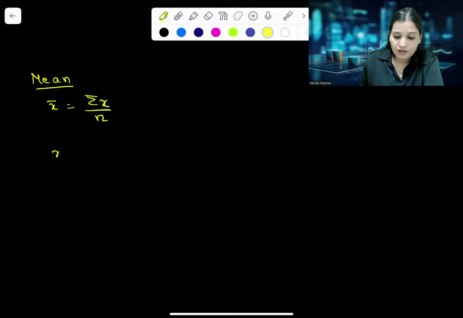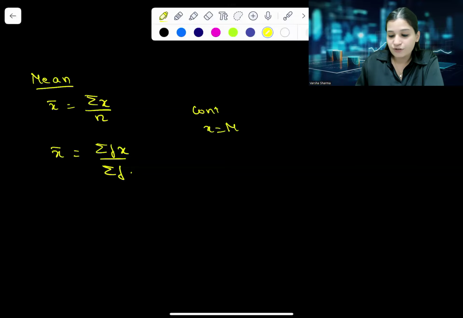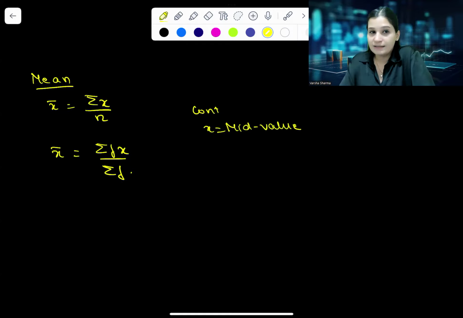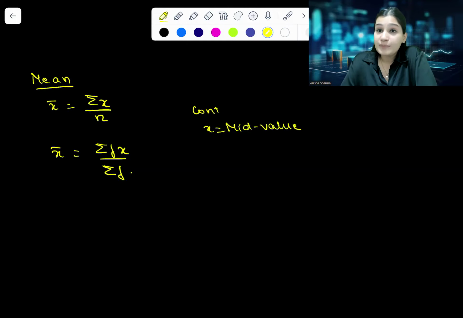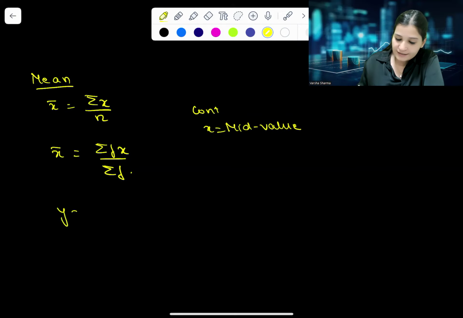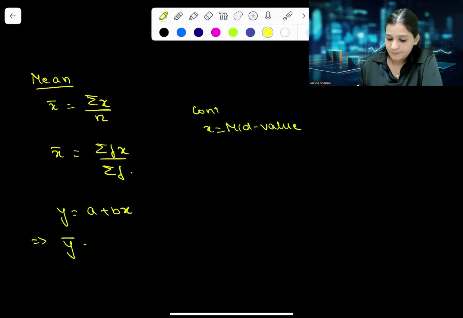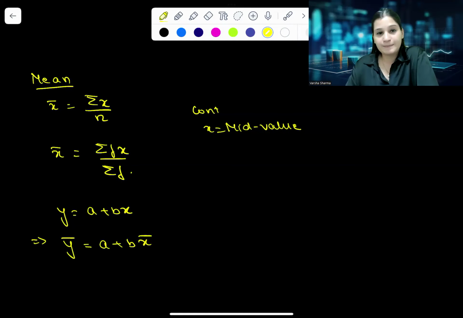And if it is discrete or continuous, we talked about summation fx upon summation f, right? In case of continuous, we took x as the mid values or the class marks because mid values are the representatives of a class interval. When we are talking about mean, both change of origin and change of scale have importance. That means if y is equal to a plus bx, then we can conclude that the mean of y equals a plus b into mean of x.